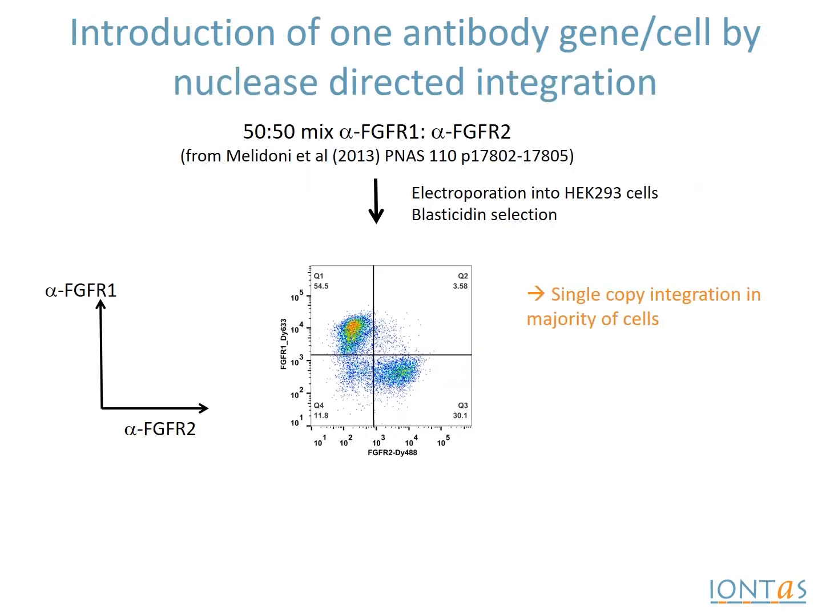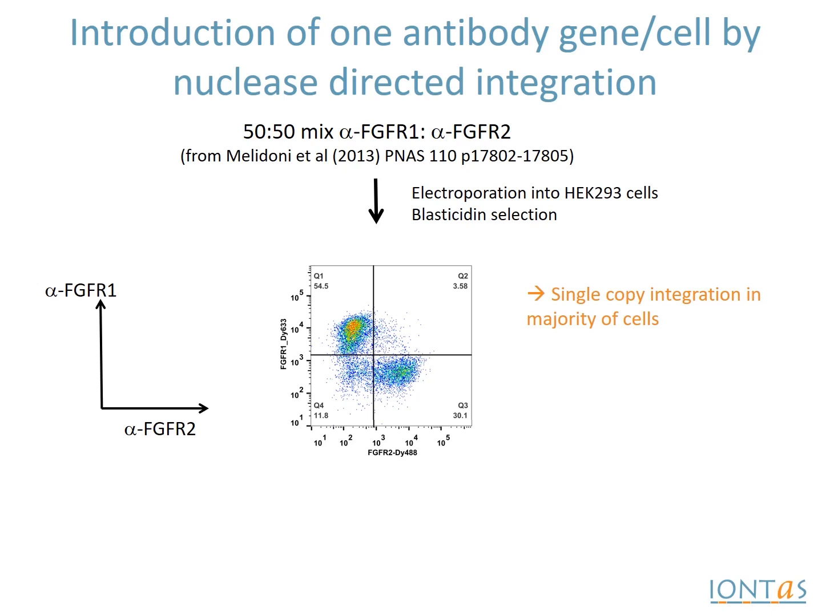For the system to work well, ideally we want to introduce one antibody gene only into each cell, and that's what this experiment is illustrating here. So here we've taken a 50-50 mixture of two different plasmids encoding antibodies that either recognise FGFR1 or FGFR2, and these antibodies are truly specific between the two different forms and were described in this paper shown here. These were introduced into the system, drug selection carried out, and then the population stained with labelled FGFR1 or FGFR2.